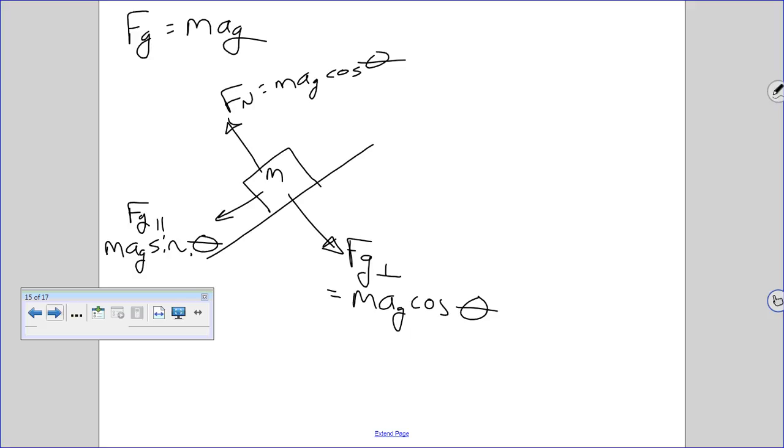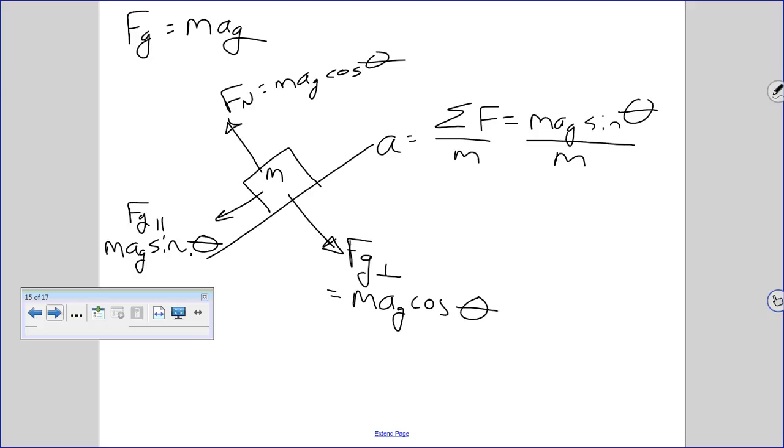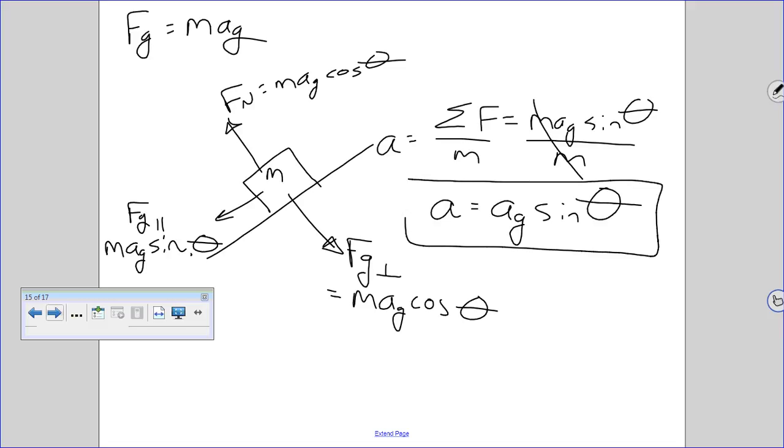All right, so my net force then is mg sine theta, right? And so my acceleration is net force over mass. Aha. What happens? Masses cancel out. And so the acceleration is g times the sine of theta, which should look familiar. Why? That's the diluted gravity equation that we used when we did the lab, right? So that's where that comes from. That's why I didn't want you to know the mass.